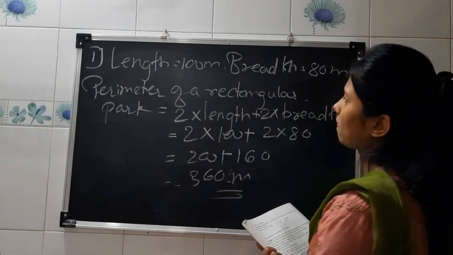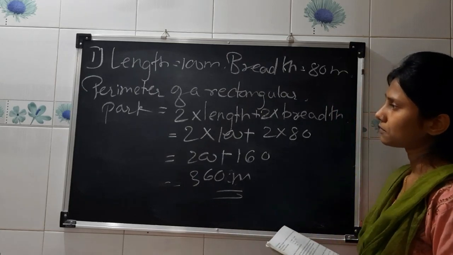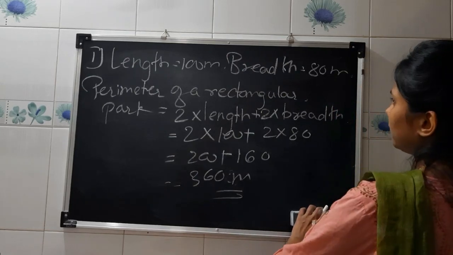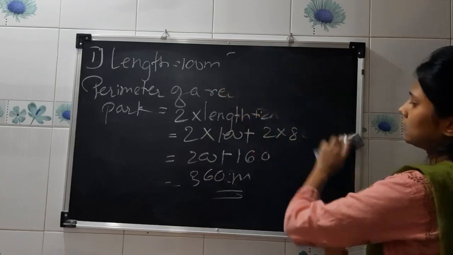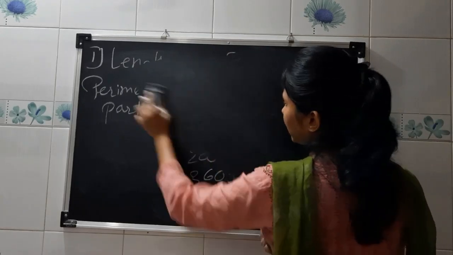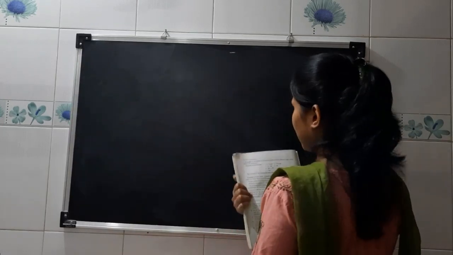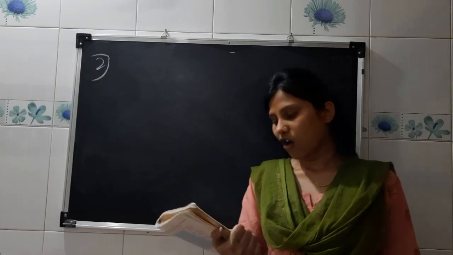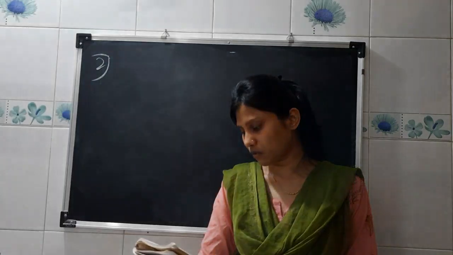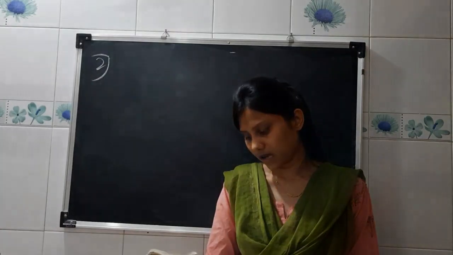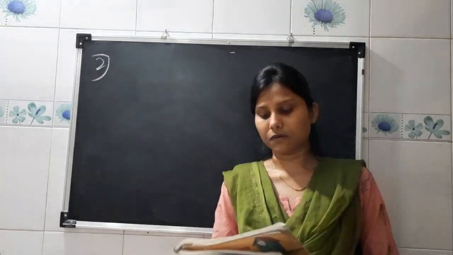Okay? Understood? Now the next. So therefore the perimeter of a rectangular park is 360 meters. Now the next one, second example. How much wire will be needed to put a triple fence around a square plot with side 30 meter? What will be the total cost of the wire at rupees 70 per meter?